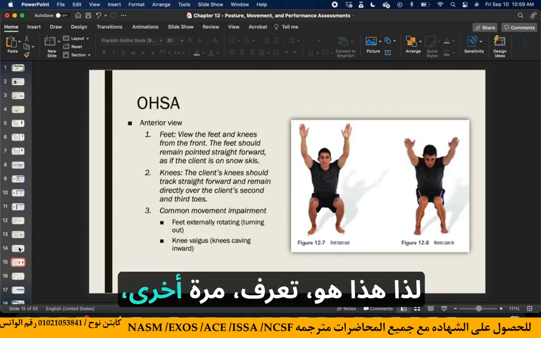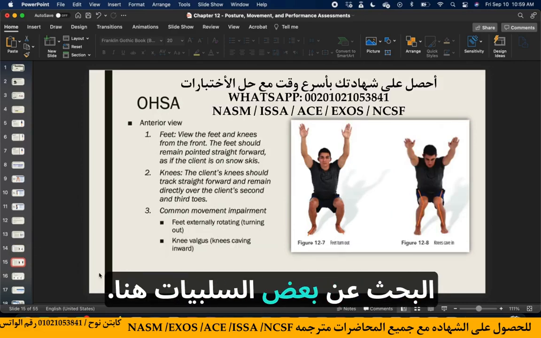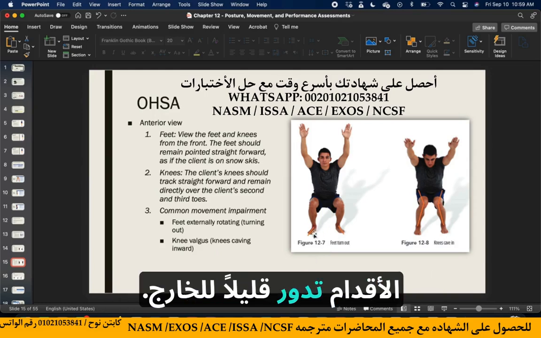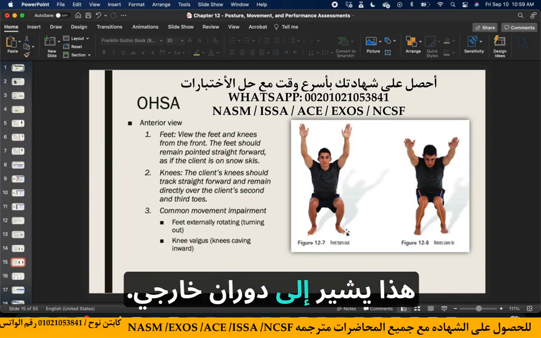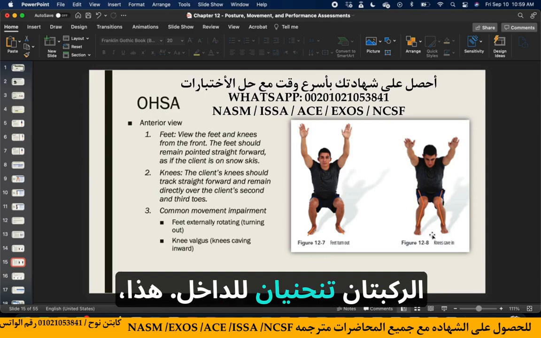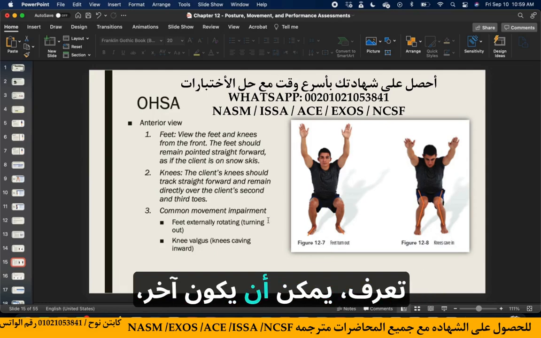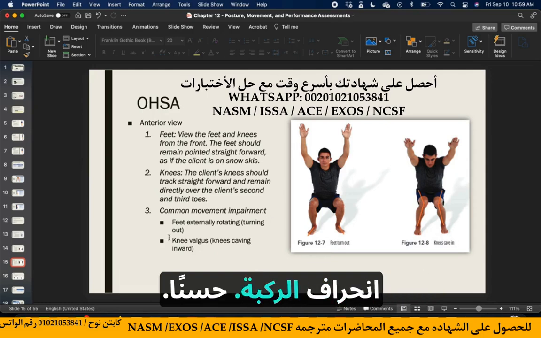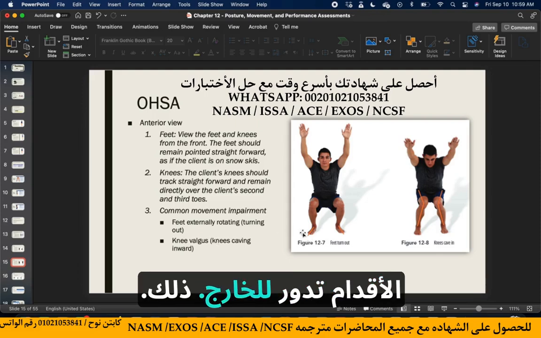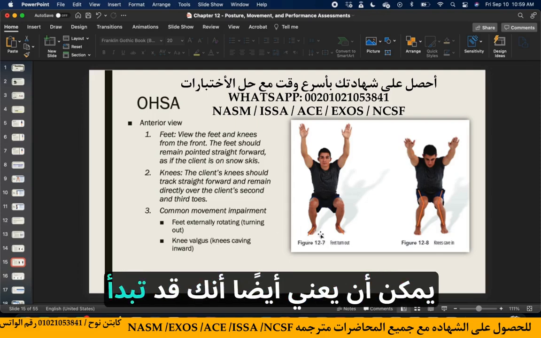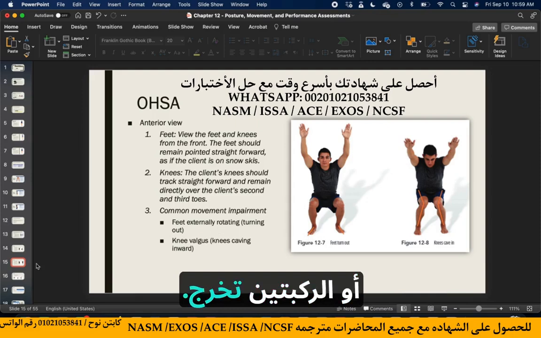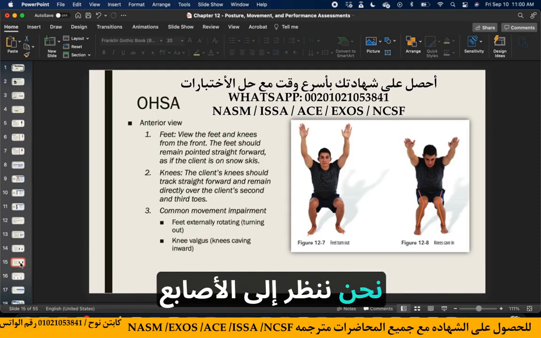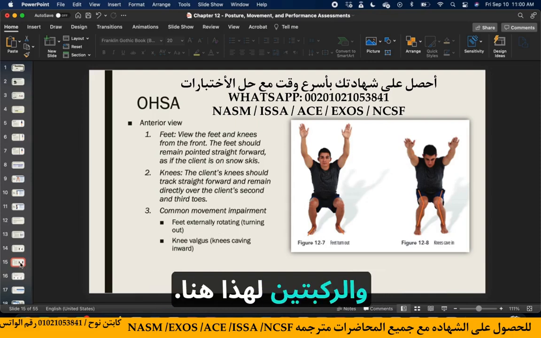So this is, again, your anterior view, looking for some negatives here. Feet turning out slightly, that would indicate external rotation. The knees caving in, that could be another one. Knee valgus, okay? Feet turning out could also mean that you might start getting some varus, or the knees coming out. But for right now, we're looking at the toes. Toes and knees for this one here.